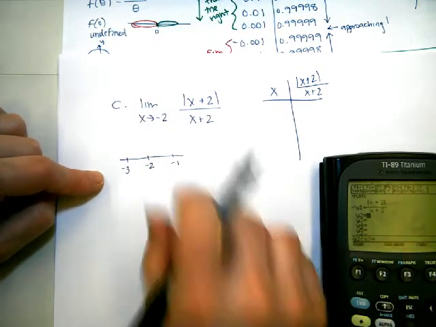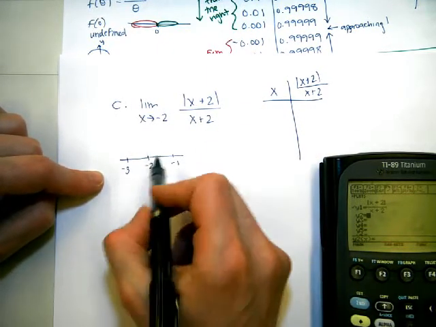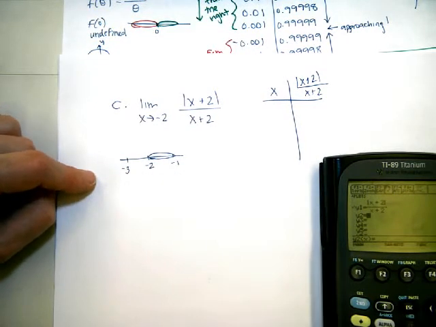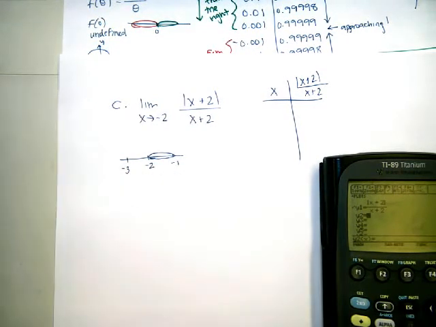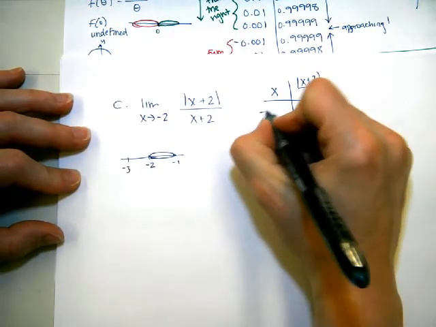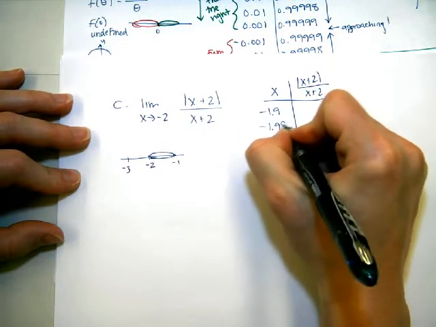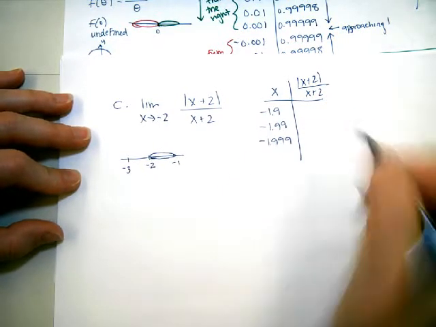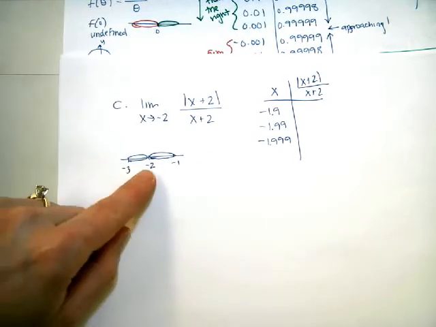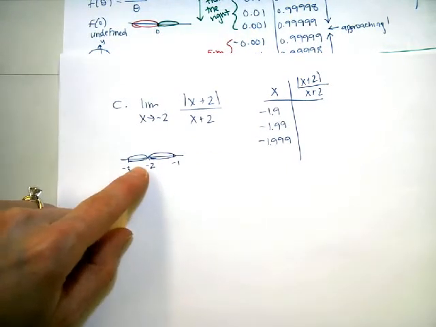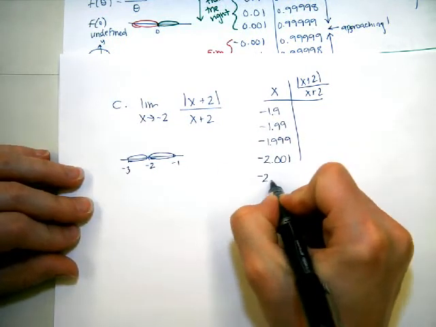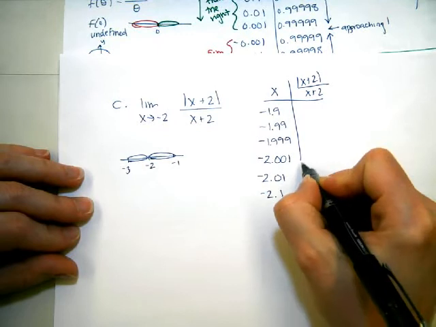So I'm going to start approaching from the right. That would be numbers that are bigger than -2. So that would be -1.9, -1.99, -1.999. Okay, and then I want to approach from the left side as well. Left side being numbers that are just smaller than -2. So that would be -2.001, -2.01, -2.1.